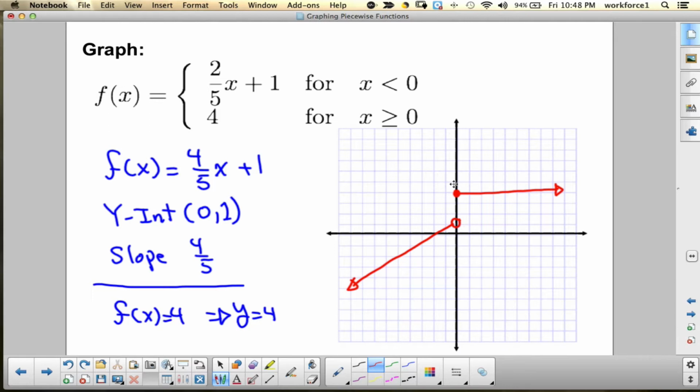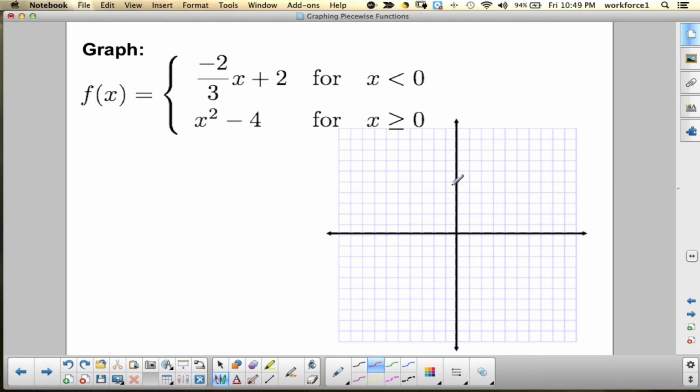Let's look at another example. This function has got two pieces. The first piece is a linear function again, with a slope of negative 2/3 and a y-intercept of 0, 2.